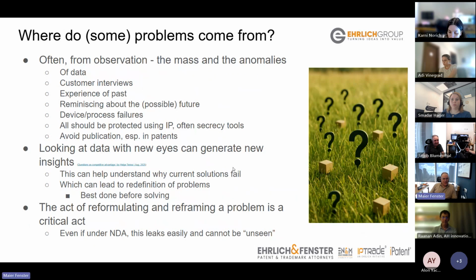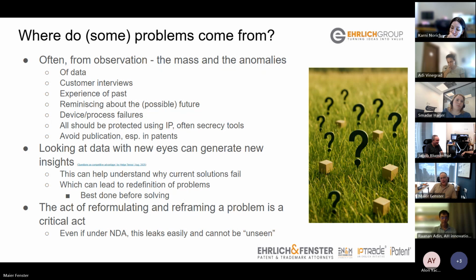Why is it interesting where problems come from? Because we want to prevent a competition from getting there. So just a short list, you can get it from observation of data. You can get it from thinking about the future. Usually the way to prevent other people from doing this is keeping secrets, not publishing, in patents, not giving away what the problem is.